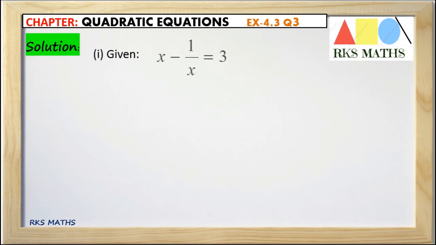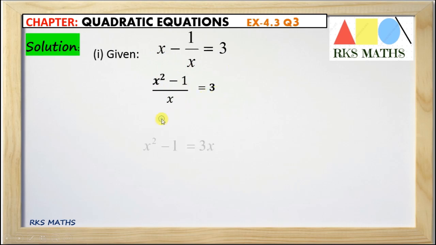Here it is given that x minus 1 upon x is equal to 3. Students, taking the LCM as x, this will become x square minus 1 upon x is equal to 3. Cross multiplying it, x square minus 1 is equal to 3x. Now taking 3x to the left hand side, it will become minus 3x.